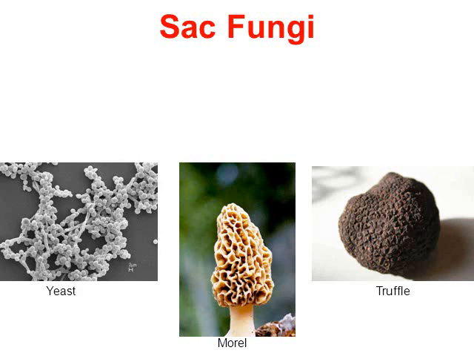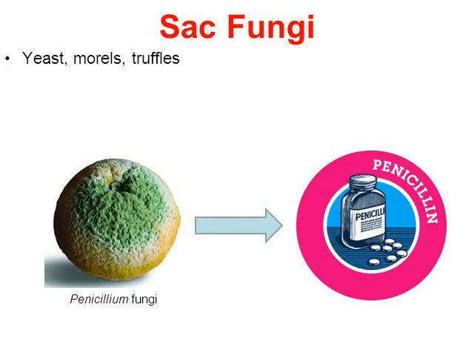And then another group of fungi I want you to know are called the sac fungi. The picture shows yeasts, morels, and truffles as common examples. Often we even get antibiotics from sac fungi. The picture on the left shows a green mold growing on an orange. The green mold is the name penicillium. It's a mold, it's a fungus. And from this penicillium fungus, we've learned to harvest the antibiotic known as penicillin.